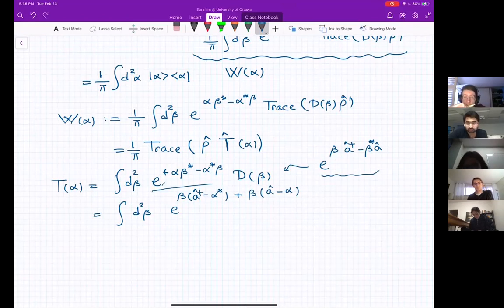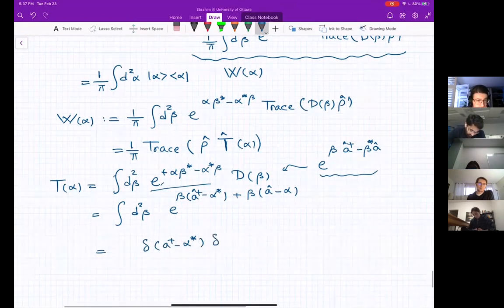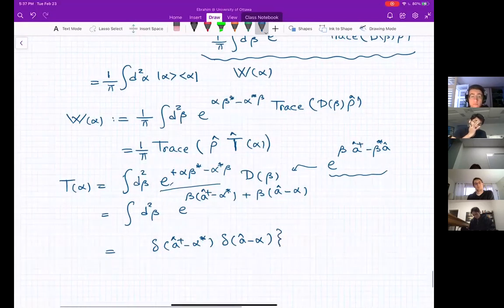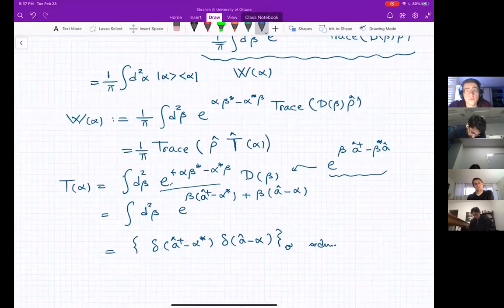If this is done in the normal order or anti-normal order, then that will be the orthogonality function, and it will give you the delta function, delta of A dagger minus alpha star, and delta of A minus alpha, which in this case is the sigma order. Okay, I think I will stop here because it's almost 7 minutes past. I just want to reach this point.